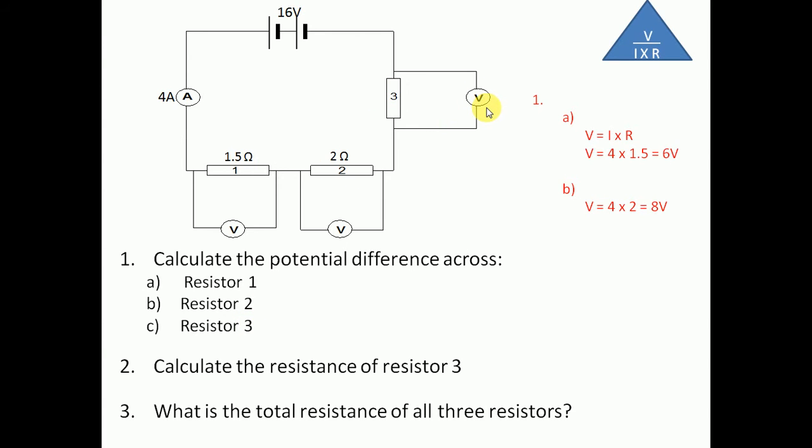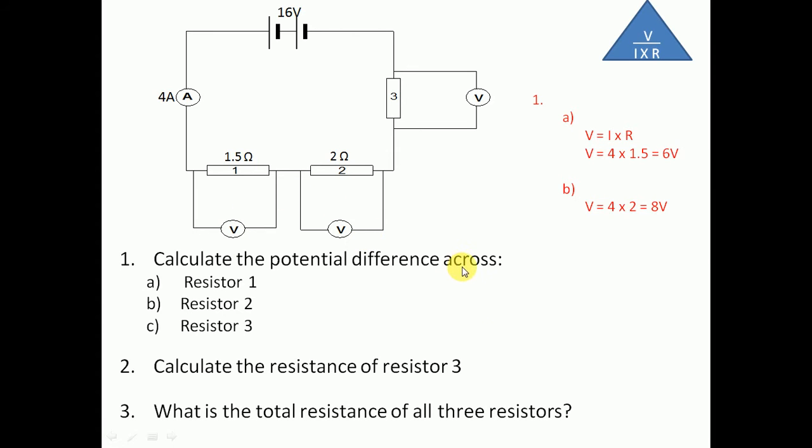However, what we do know is that the total resistance of the circuit is the sum of these 3 components. And since we know that the supply here is 16 volts and we have over here 6 volts, and over here 8 volts, we therefore know that this must be 16 volts take away the potential difference of these 2 which we've just calculated. So our potential difference across resistor 3 would be 16 take away 6 take away 8, which gives us 2 volts.